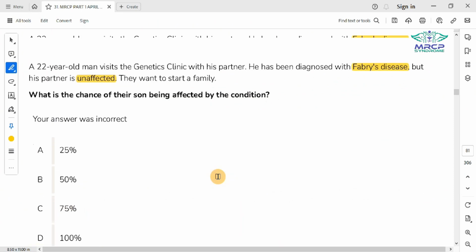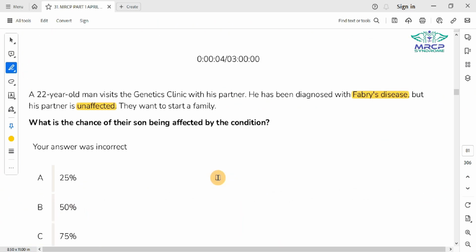So in the original scenario regarding Fabry's disease, in the original recall, they directly asked what the mode of inheritance in Fabry's disease is, instead of this calculation. So the mode of inheritance is XLR, X-linked recessive.